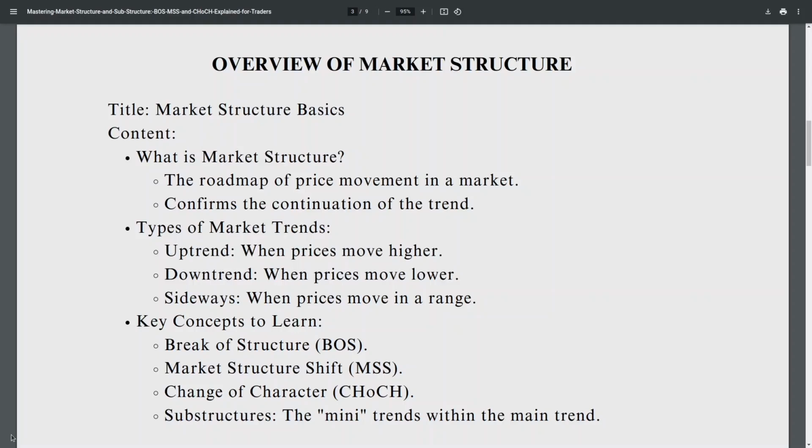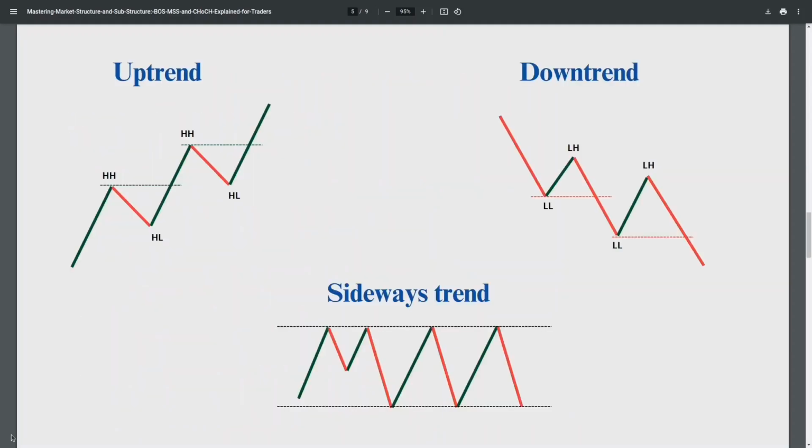And how we determine where the price is or what direction the market is going is based on key concepts, which are mainly a break of structure, a market structure shift, and change of character. We also have substructures, which are mini trends in the main major trend. So let's look at how we can identify an uptrend, a downtrend, and a sideways market.